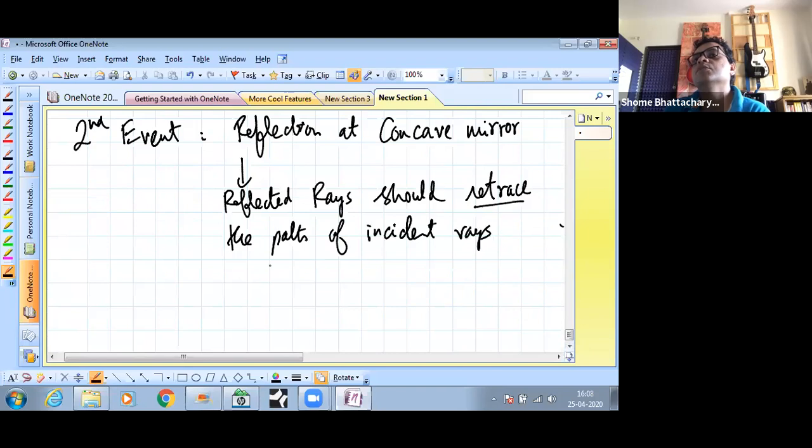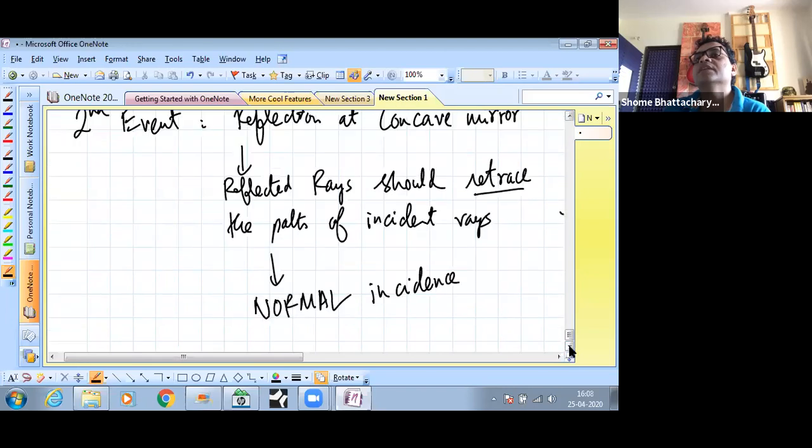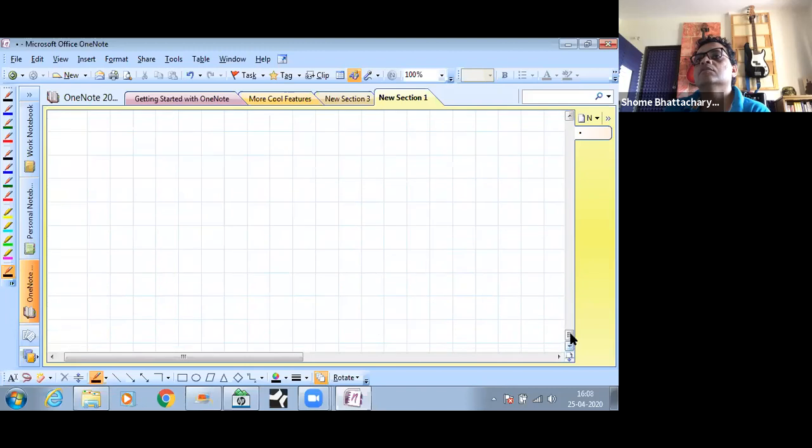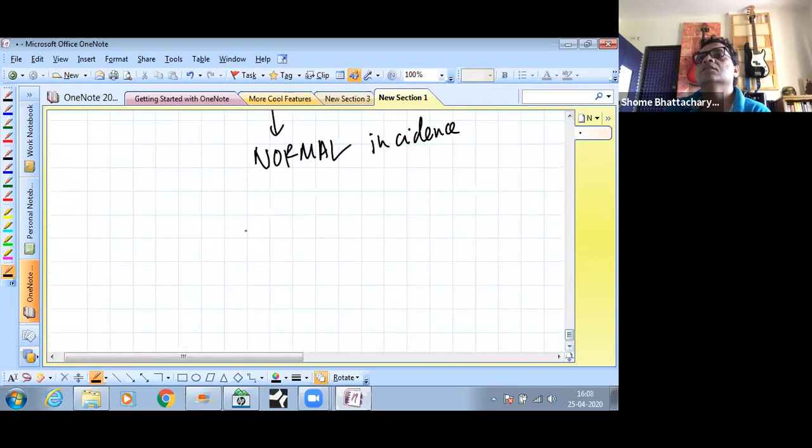Okay. So that means there should be what? There should be normal incidence. So now if you go back to what we had discussed earlier, for a concave mirror, normal incidence का मतलब क्या है? The object should be where? At the center of curvature. So this will occur when the object is at the center of curvature for the mirror.